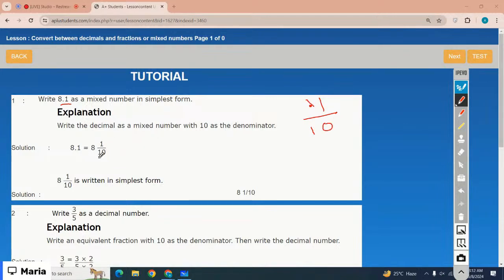So that is 8 whole 1 over 10, right? Because you have to add 1 for the decimal point, and you have to add a 0 because you have only one number right after the decimal. So that would be 8 whole 1 over 10. The correct option is 8 whole 1 over 10.